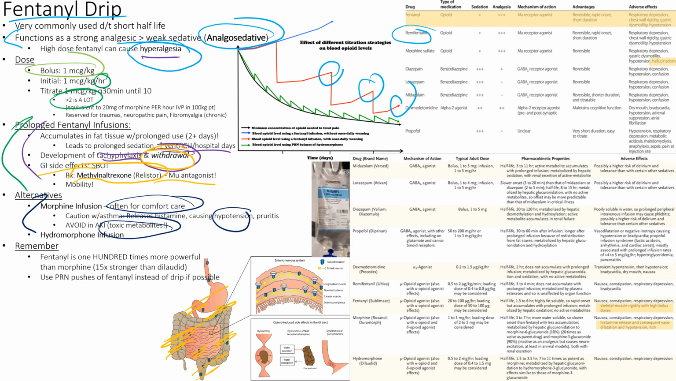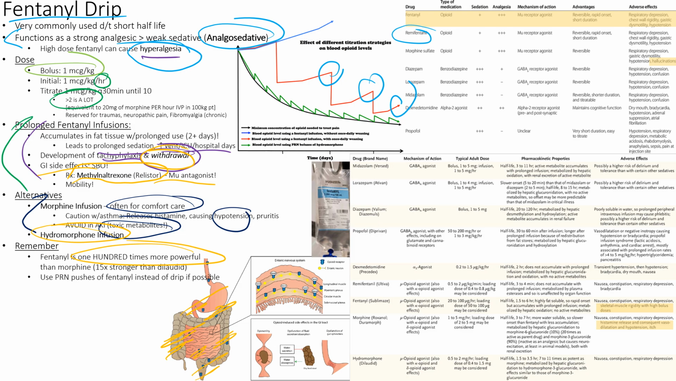All right, but a Dilaudid infusion is perfectly fair game, right? So you can use a Dilaudid infusion instead of a fentanyl infusion. Okay, and again, remember it's 100 times more powerful than morphine. Use PRN pushes before we go to an actual infusion to the patient, right? Because 50 mics might be all they need every 2 hours, right?